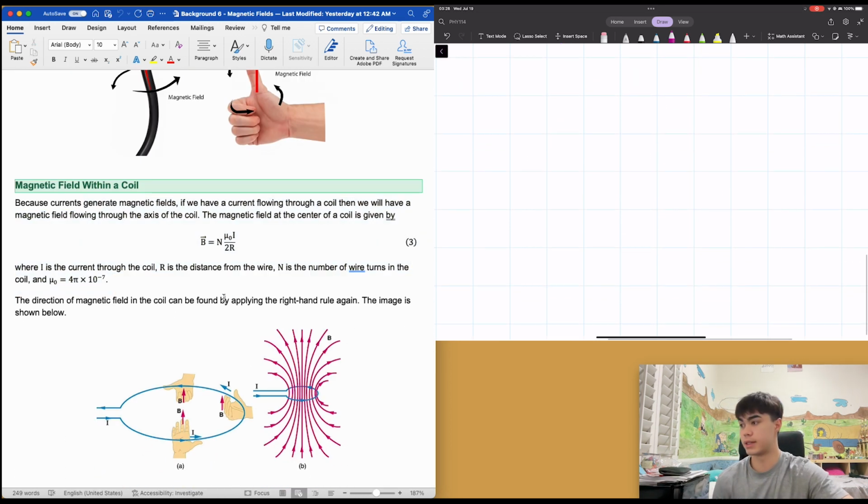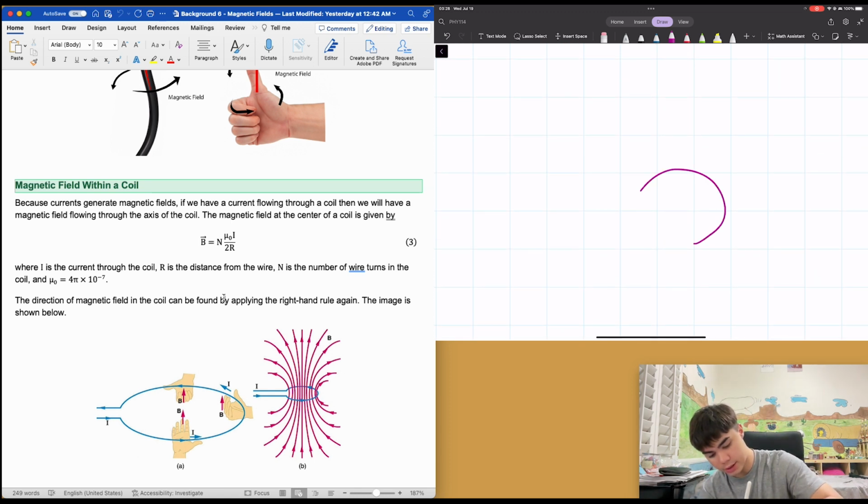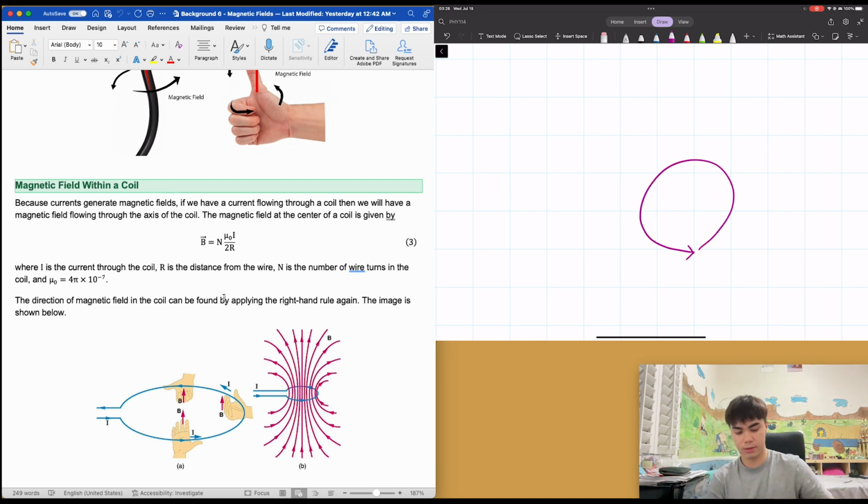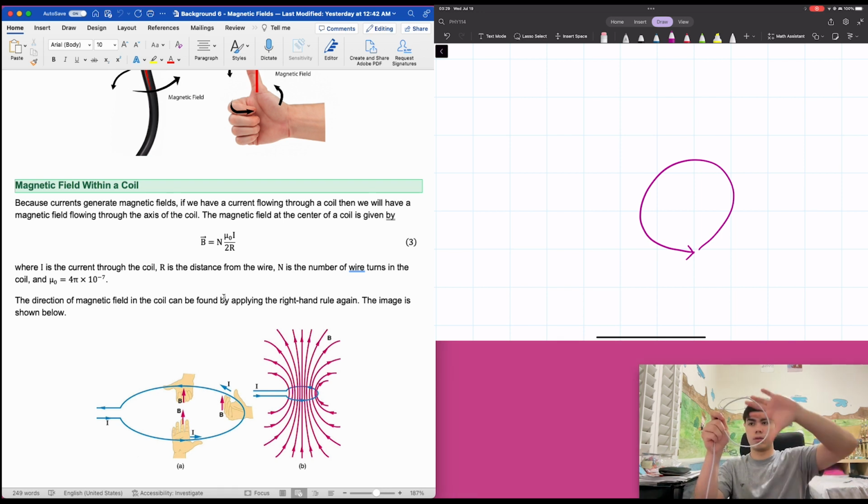The magnetic field inside of a coil. So the direction of magnetic field inside of a coil is a result of the previous thing that we learned. So if I wrap this wire in a loop, and the current moves towards this end, then if I point my thumb in the direction of the current, the magnetic field wraps around the wire in this direction. And that'll occur for all points on this wire.